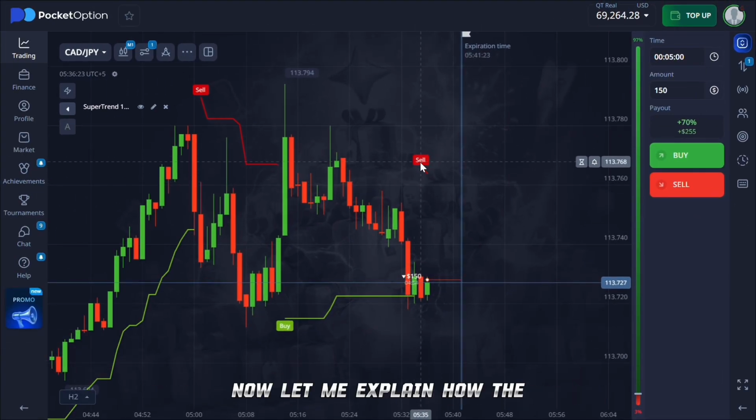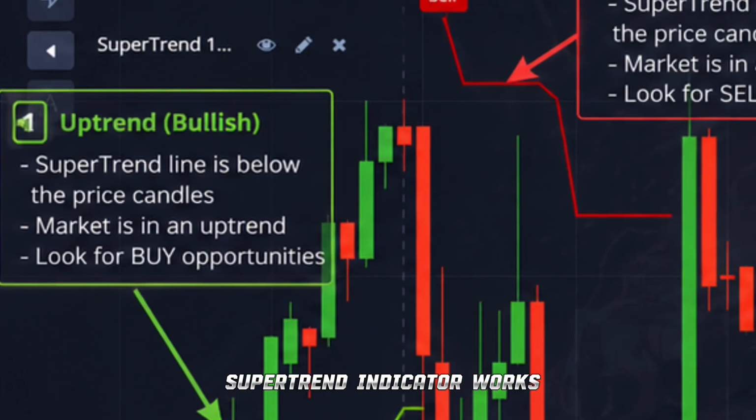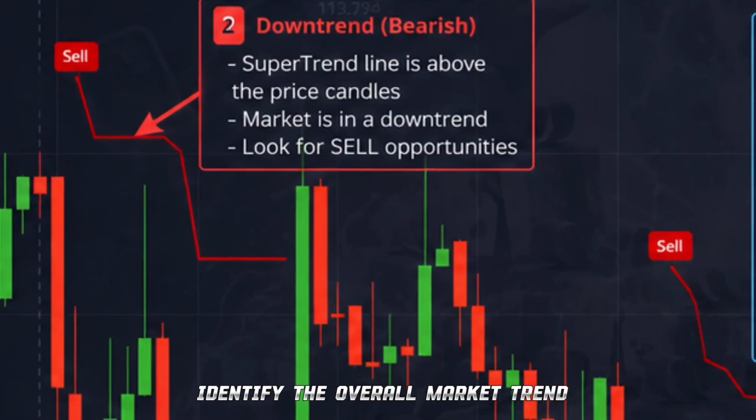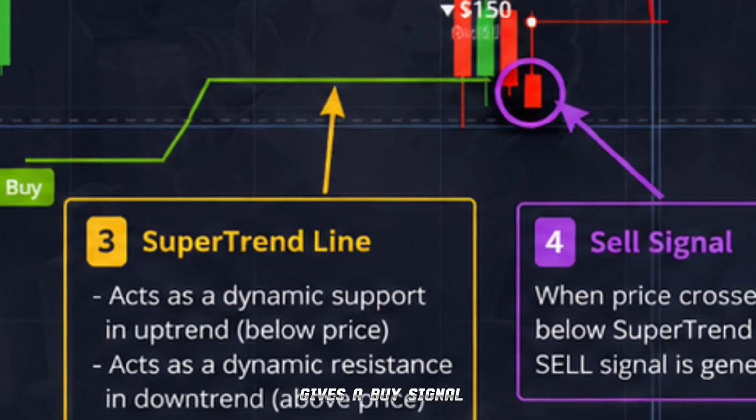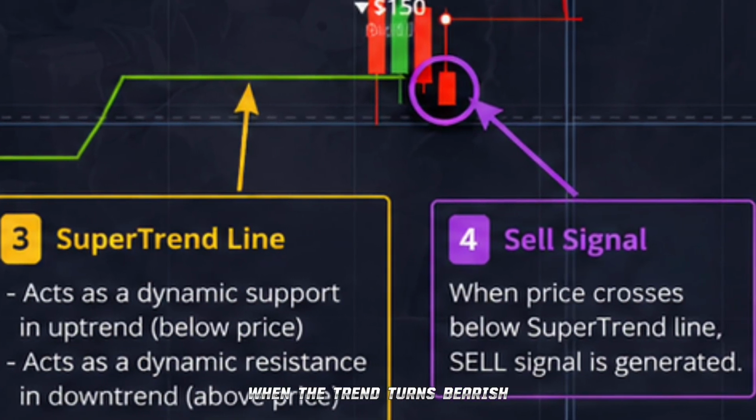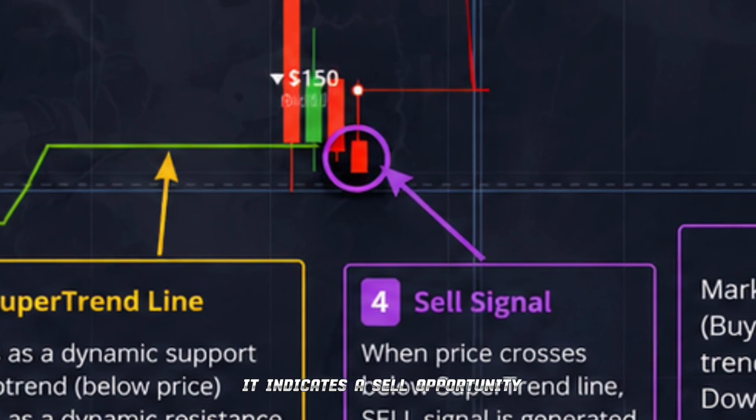Now let me explain how the super trend indicator works. The super trend indicator helps identify the overall market trend. When the trend is bullish, it typically gives a buy signal. When the trend turns bearish, it indicates a sell opportunity.